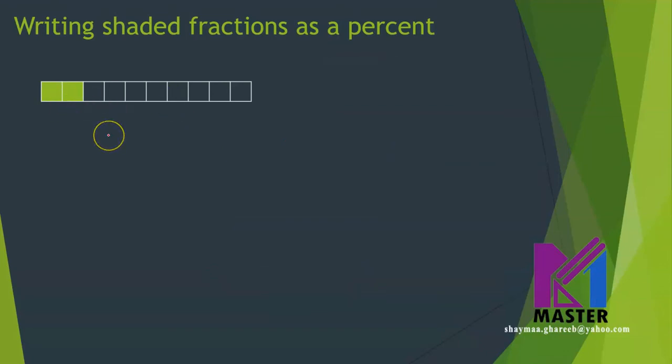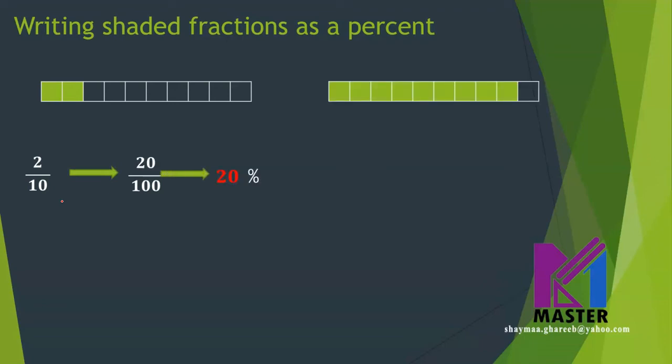Write this shaded part as a percent. So what fraction is it? So this fraction is 2 over 10. So 2 over 10, to write it as a percentage, I will change it into a fraction over 100. Or if I studied all the famous fractions from the previous videos, I can say it is 20%. The second one, I have 9 shaded parts out of 10. So the fraction will be 9 over 10, which is 90 over 100, which is 90%.